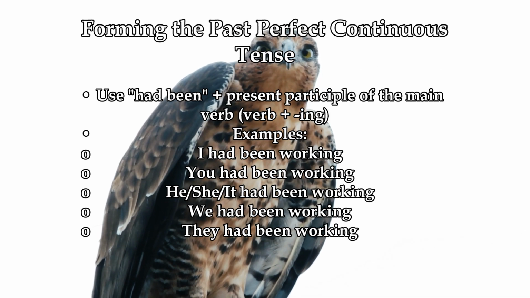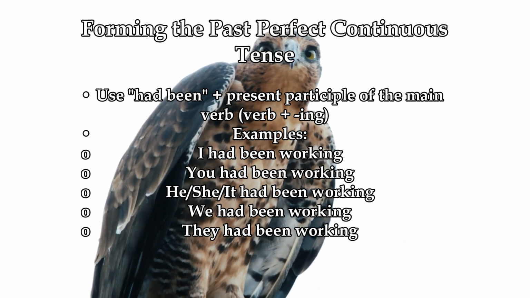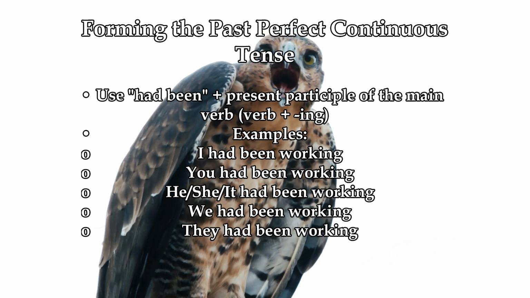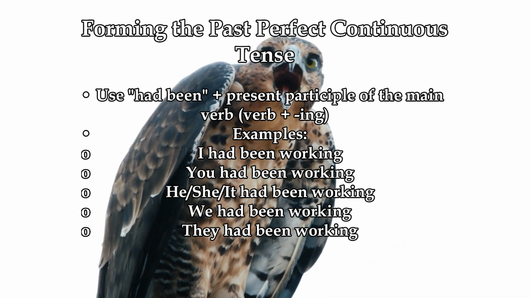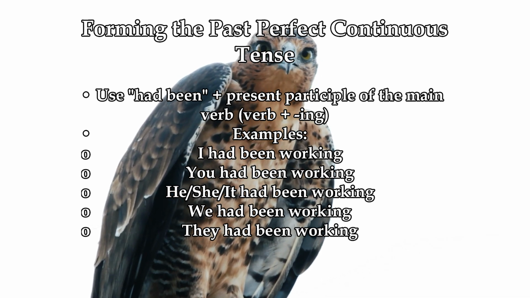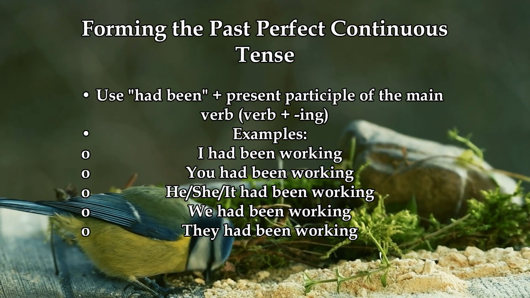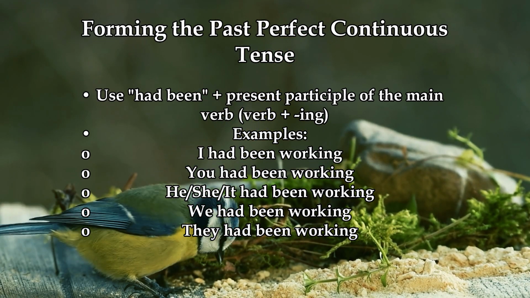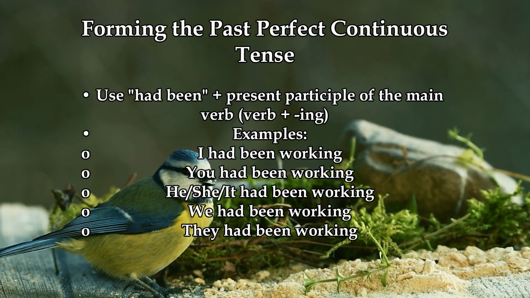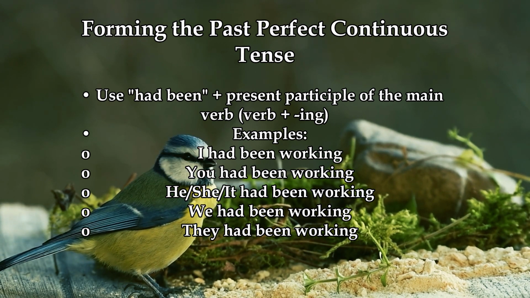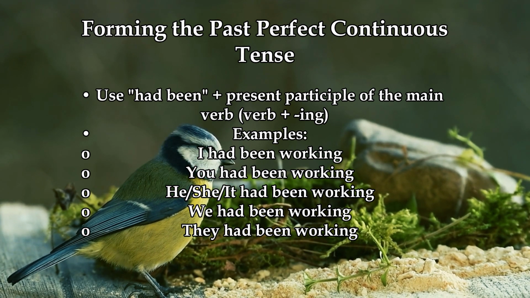To form the past perfect continuous tense, you use had been and add the present participle of the main verb. For example, I had been working. You had been working. He, she, it had been working. We had been working. They had been working.